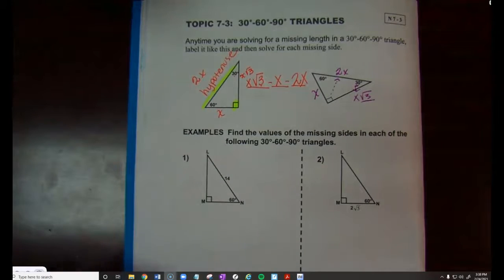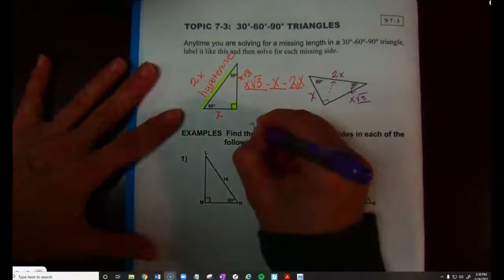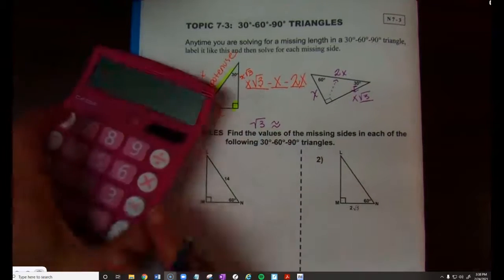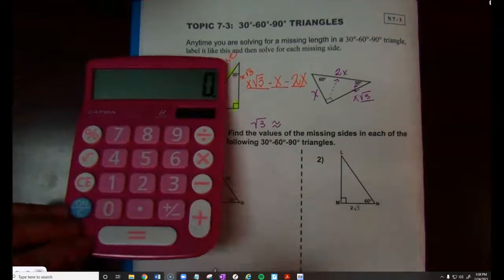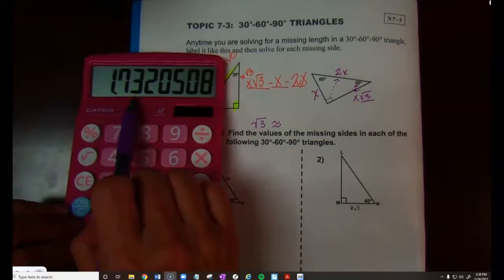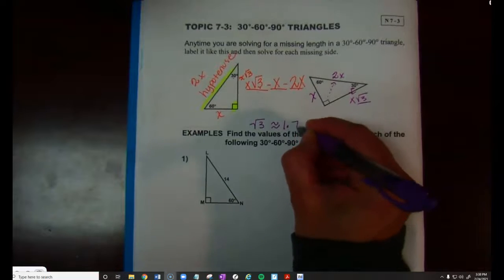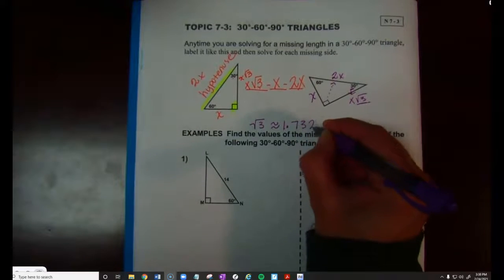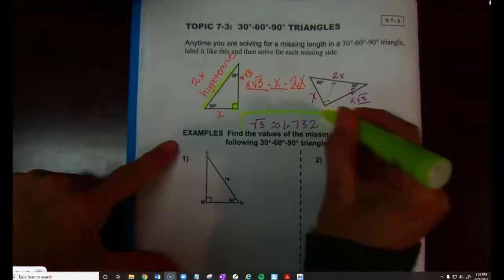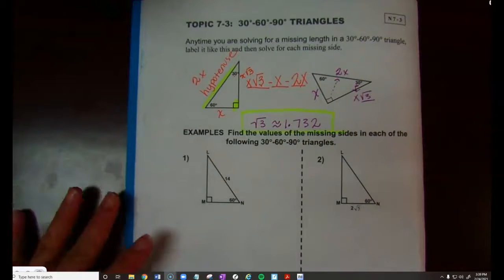Before we jump into things, we're going to need a conversion. We're going to take root 3 and approximate it to a decimal. So let me show that calculation. When we take the square root of 3, it's going to be 1.7320. So we're always going to use this decimal in all of our calculations. This is pretty important, so let's make sure we write that down now.